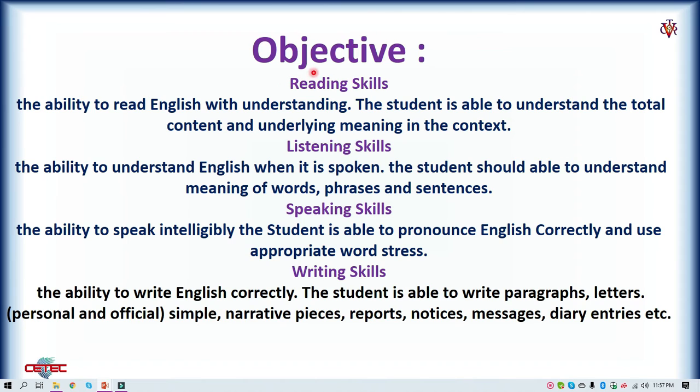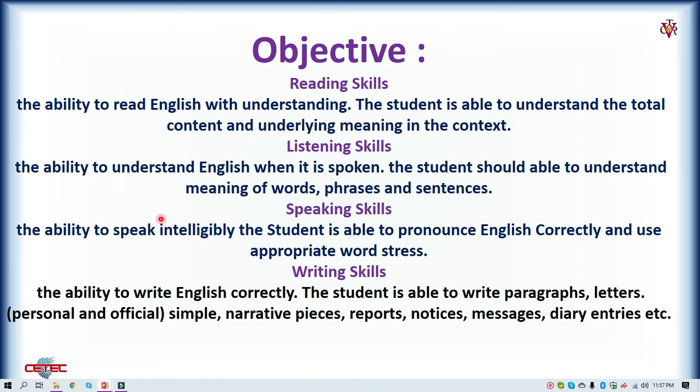First, we have to read our objective. Our reading skills are the ability to read English with understanding. The student is able to understand the total content and underlying meaning in the context. Listening skills: the ability to understand English when it is spoken. The student should be able to understand the meaning of words, phrases, and sentences.